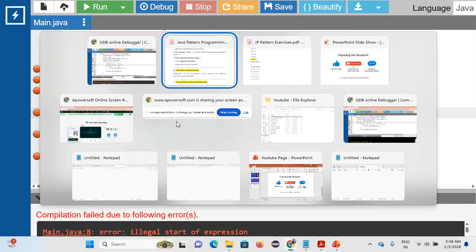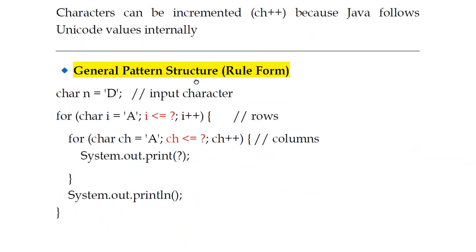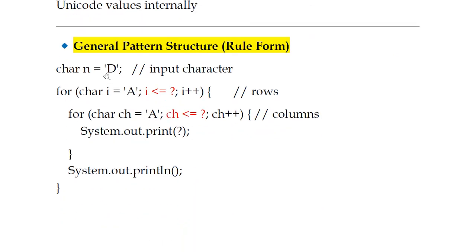Yes. This is the initial setup. What you tried already, in a number pattern also we did. So first, reading the input from the user. For example, I'm giving capital D here as input. After that, is the base for that. Char i equal to A, and then you have to set the condition: how many rows you are going to print. Next, in each and every row, how many times you are going to print. That is about the inner for loop.